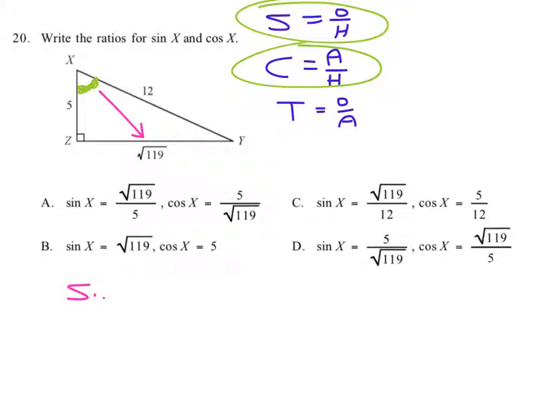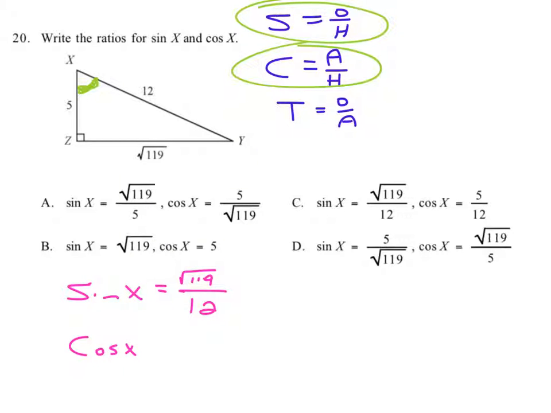So we should have, for sine of x, root 119 on the top. And what's the hypotenuse? The hypotenuse is across from the 90-degree angle, over 12. Then we're going to do it again for cosine x. Let me erase these marks.